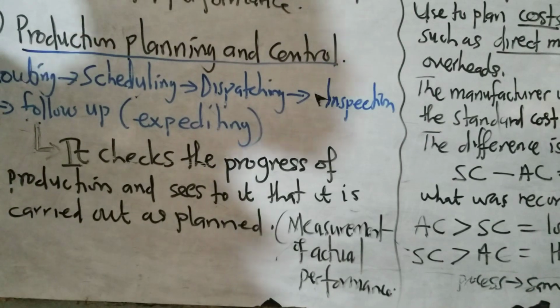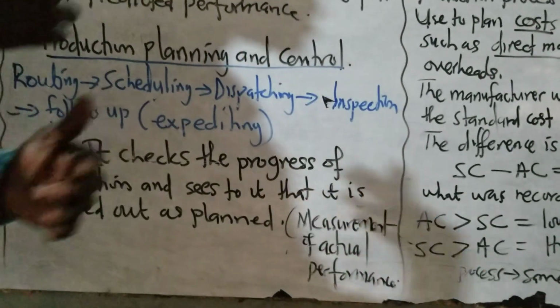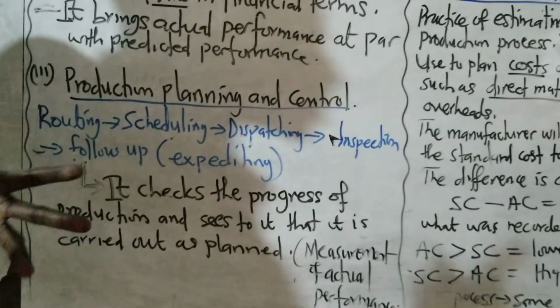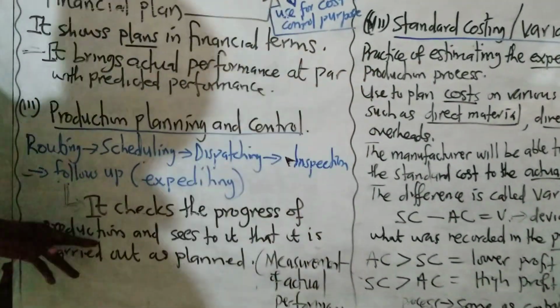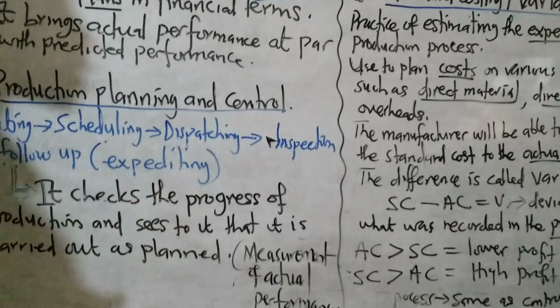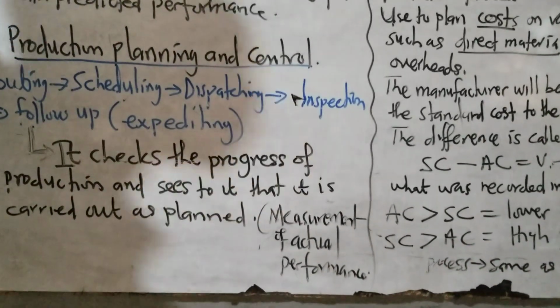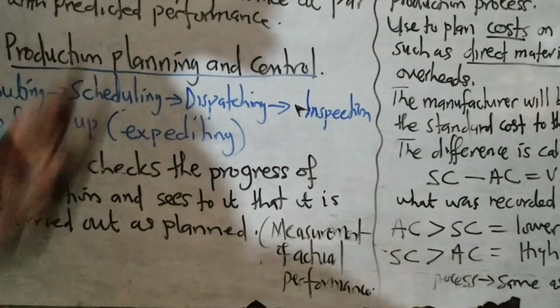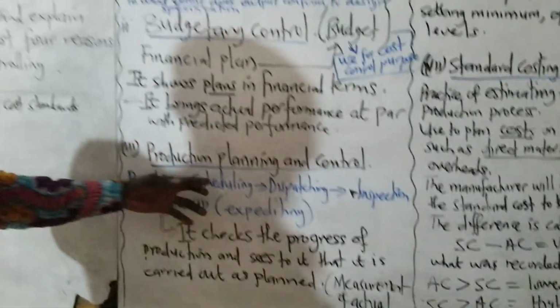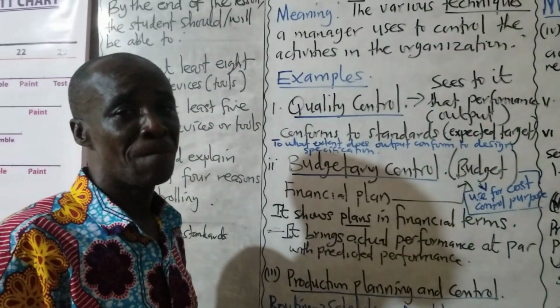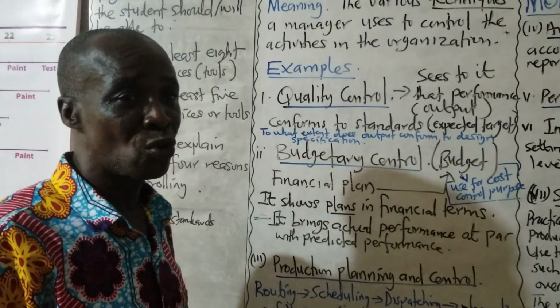You remember we learned this when we were talking about the steps involved in controlling. The second step, you say you measure performance. Yes, that is what this one does. So it measures performance, then it compares the performance with the standard, so that if there is any deviation, the necessary corrective measures will be taken. So that is production planning and control.